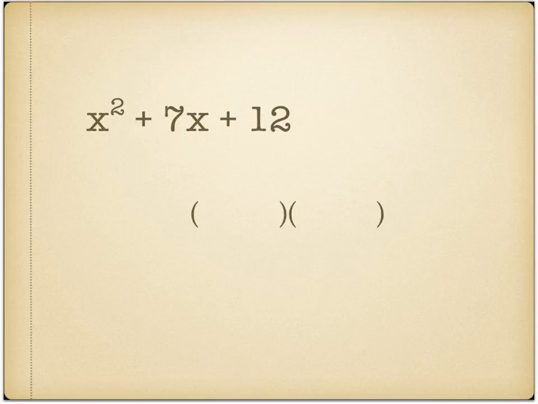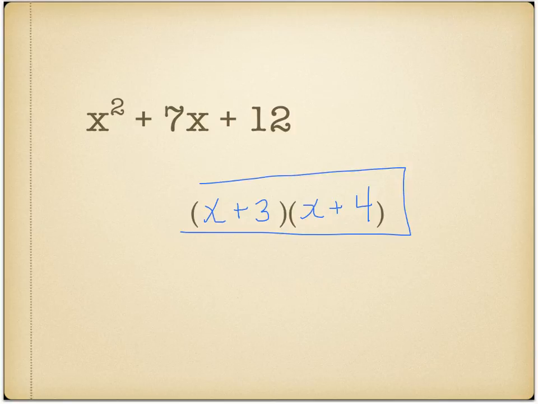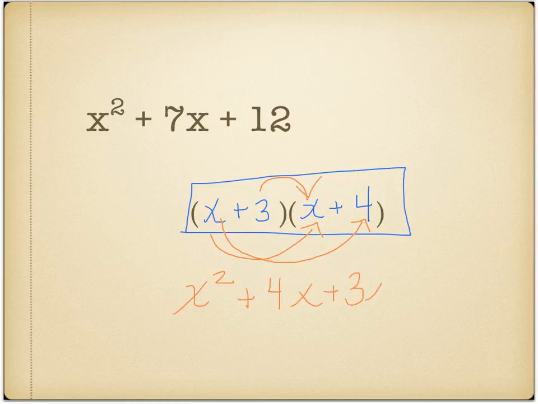So that tells us that if we use x plus 3 times x plus 4, that would be our binomial factors of the trinomial x squared plus 7x plus 12. And we know that if we multiply that back out, x times x gives us x squared, x times 4 is 4x, 3 times x is 3x, and 3 times 4 is 12. Add these like terms, and there's my sum of 7.